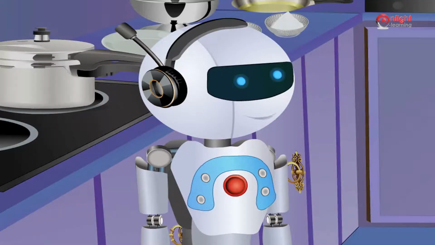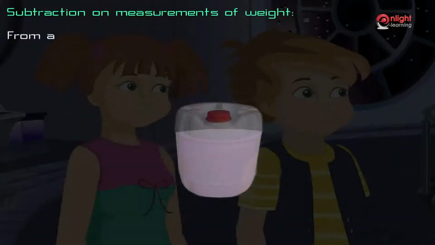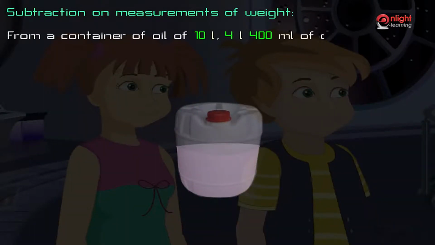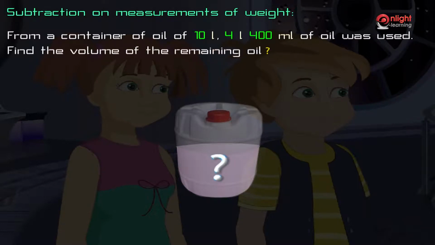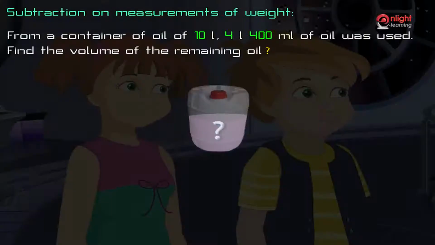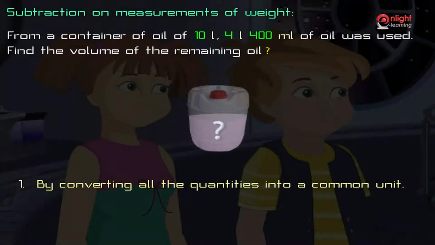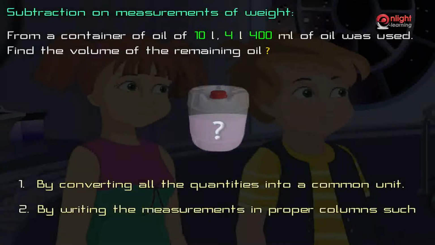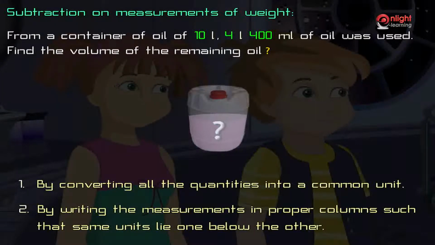Very good. Consider this problem. From a container of oil of 10 liters, 4 liters 400 milliliters of oil was used. We are required to find the volume of the remaining oil. Subtraction in measurement of capacity is also done in a similar way as addition. It can also be solved by both the methods.